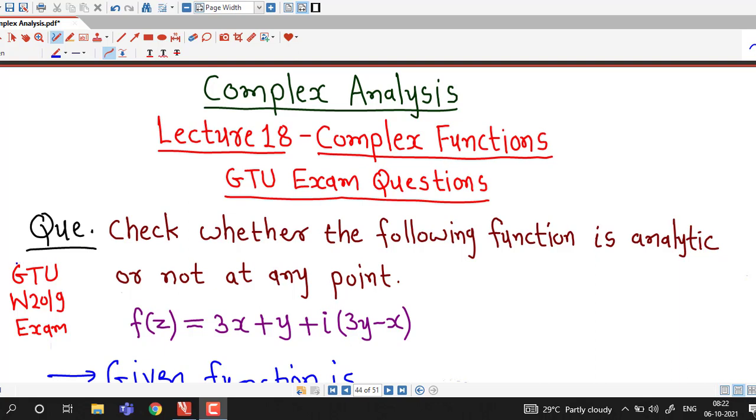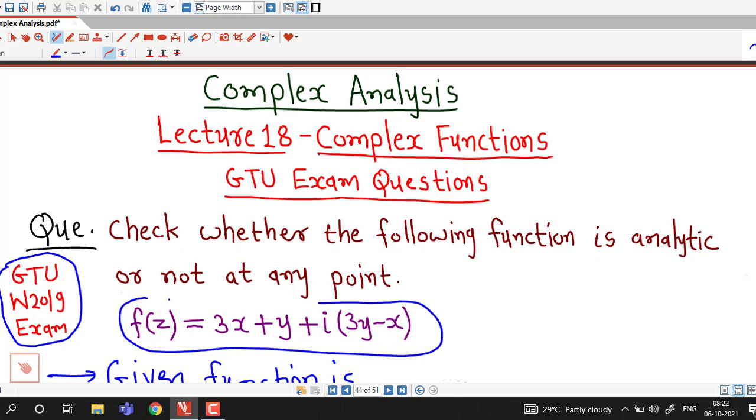In this lecture we will discuss one more question which was asked in GTU Winter 2019 examination. The question is to check the points at which this function is analytic. So we have to determine whether this function is analytic at any point or not. For that we recall the definition of analytic function.